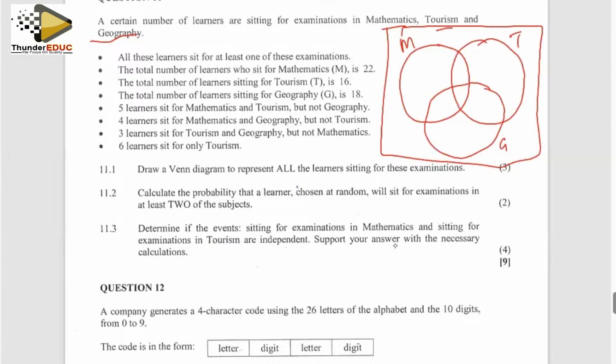It's telling us that maths must be 22, which means this circle must add up to 22, this circle must add up to 16, and then this circle must add up to 18. So 5 learners sit for maths and tourism, but not geography. So maths and tourism is 5, so that is where the 5 is. Then 4 learners sit for maths and geography. These are 4 learners. And then 3 learners sit for tourism and geography. That is 3. 6 learners sit for only tourism, which is that.